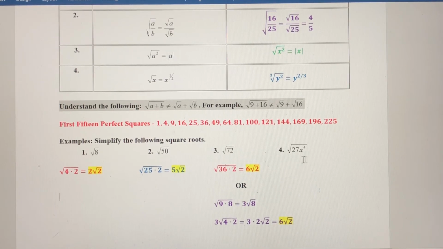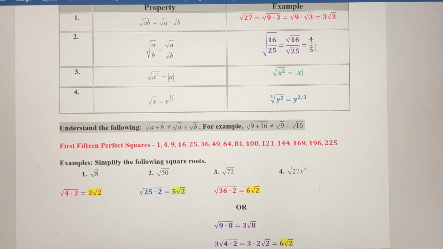Number 4, 27x to the 4th, okay? Well, we've already simplified square root of 27 up here, so we should be able to duplicate that again. Okay, the difference here is we've got an x to the 4th, okay? The even root of any variable expression, you can just divide that exponent there by 2, and you're going to get x squared, okay? But remember, when that comes out, x squared has to be positive. X squared is going to be positive, so we don't need the absolute value symbol there.